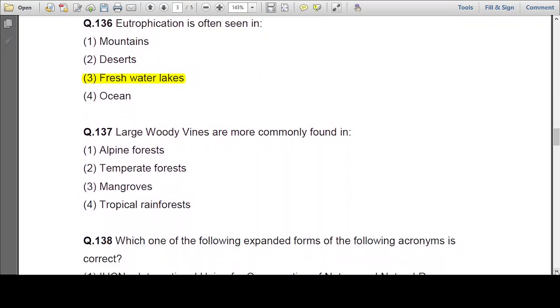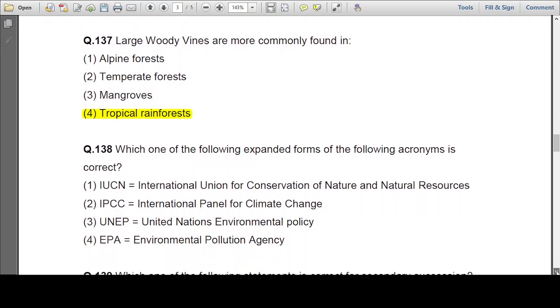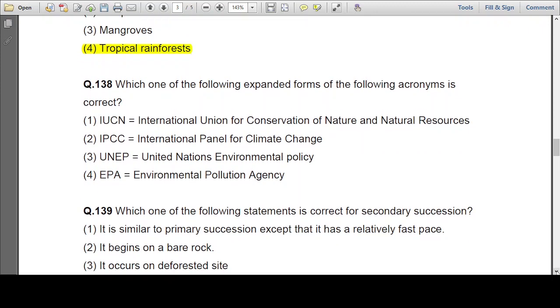137. Large woody vines are commonly found in, if you look at the pictures of the tropical rainforest, then you will find large woody vine-like structures hanging from the plants. So the correct answer will be tropical rainforest. We have heard this word many times, but if you have seen the picture of a tropical rainforest even once, then you will solve this question.